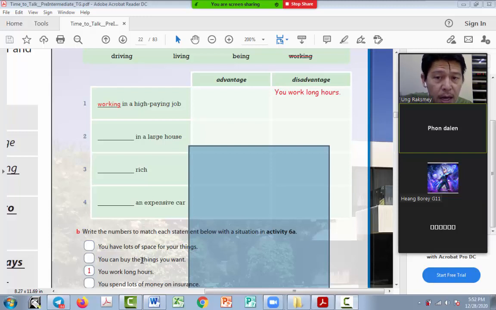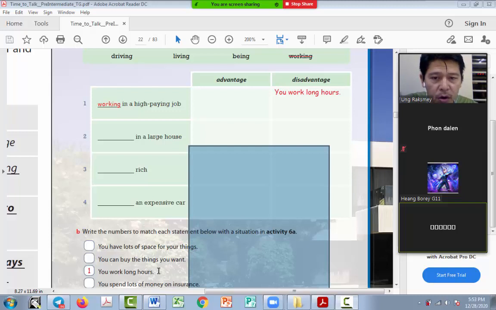What about number three? Being rich. So what is the answer to match with this in part B? You can buy the things you want. Advantage or disadvantage? Advantage, of course. And the last one, number four, is driving an expensive car. So you spend lots of money on insurance. Advantage or disadvantage? Disadvantage. You're right, correct.